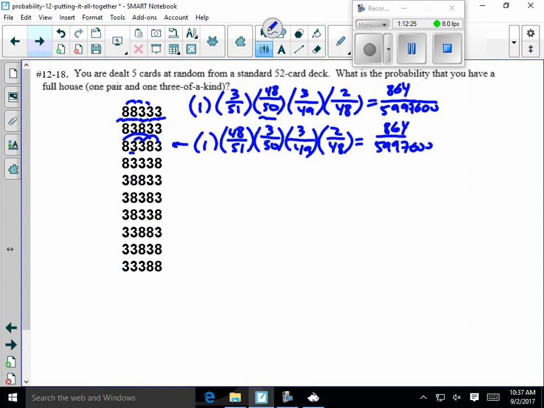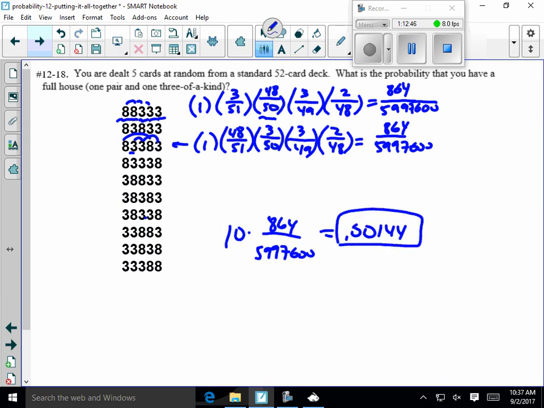Okay, so what I really just need to do is take that probability, 864 out of 5,997,600, and add it up 1, 2, 3, 4, 5, 6, 7, 8, 9, 10 times. So if I just multiplied it by 10, that would be the probability. And guess what? That turns out to be 0.00144, the same probability that we found when we thought of the hands all as 1. So it is possible to do this with multiple events. It's just a lot more difficult because you have to account for the different ways that they can be ordered.